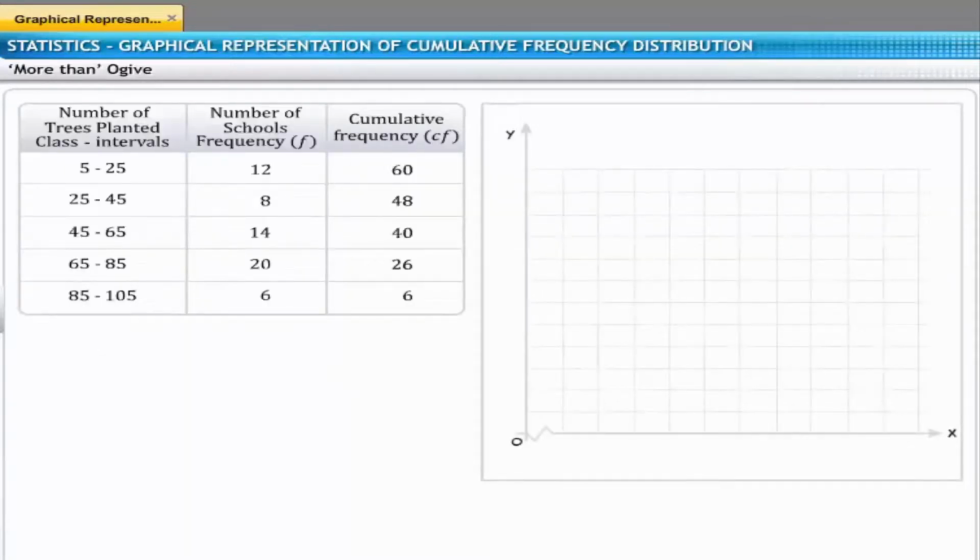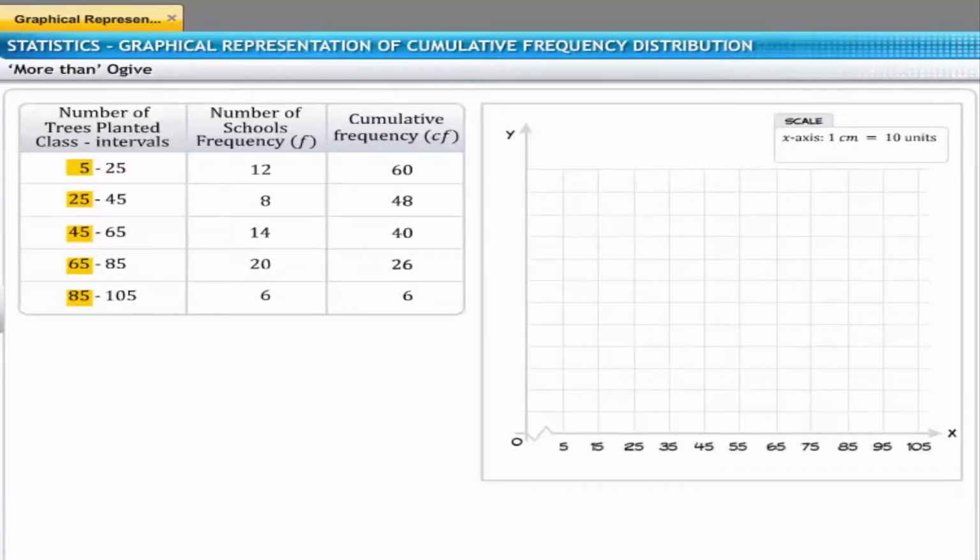To draw an ogive for this data, we will need a Cartesian plane. Here, we'll plot the lower class limits of the data on the x-axis and their corresponding cumulative frequencies on the y-axis. Let's choose any comfortable scale to mark the lower class limits on the x-axis. We'll take a scale of 1 centimeter equal to 10 units, which is equal to 10 trees on the x-axis.